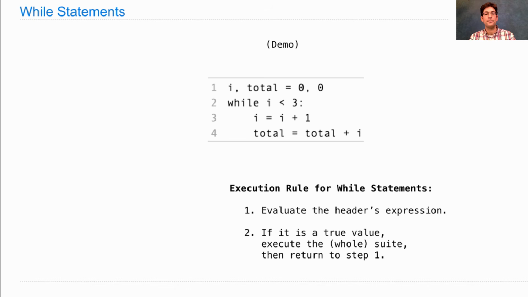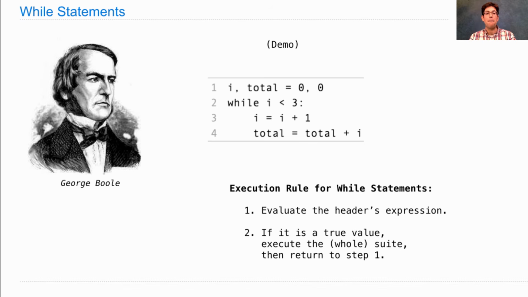Here's the execution rule. First thing we do when we have a compound while statement, which is this whole last 3 lines, is to evaluate the header's expression, I less than 3. If it's a true value, we execute the whole suite, both lines. Then, at the end, we return back to step 1, which means we evaluate the header's expression again. Here we have a true value, which means we must have a Boolean context. So George is going to watch that spot and see if I less than 3 evaluates to a true value or a false value each time we reach that line.